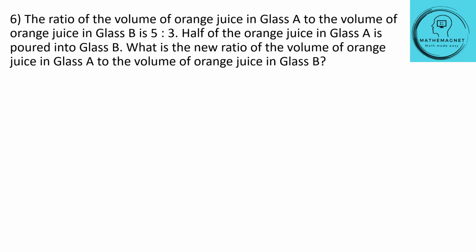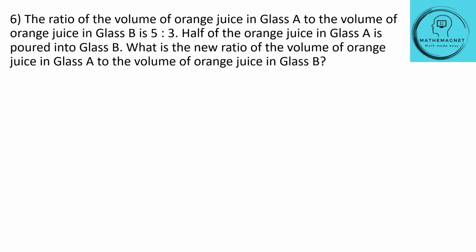Let's look at question number 6. The ratio of the volume of orange juice in glass A to the volume of orange juice in glass B is 5 is to 3. Half of the orange juice in glass A is poured into glass B. What is the new ratio of the volume of orange juice in glass A to the volume of orange juice in glass B? Now we know the volume of orange juice in glass A is 5 units and the volume of orange juice in glass B is 3 units. When half of this 5 units is poured into the 3 units, what is the new ratio is the question.